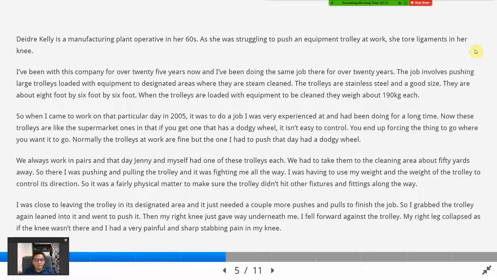After that, she was unable to work for 4 months. So that is the scenario, the case study. So if you put this accident, what happened to Mrs. Kelly, into the loss causation model, you will see it like this.